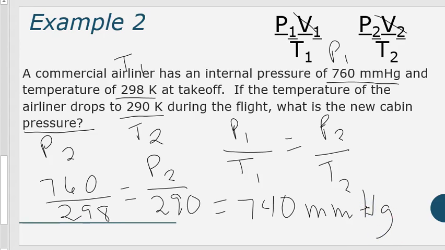Okay, so let me draw your attention to something real quick. So remember, let's figure out what's going on in this problem here. Our temperature is decreasing, right? What can we expect our pressure to do if temperature is decreasing? Remember, it's a direct relationship. So if temperature decreases, so does pressure. So when we look at our answer here, 740 is less than 760, so we know we did this correctly. If temperature decreases, pressure decreases, and we have mathematically proven that. So we were correct.